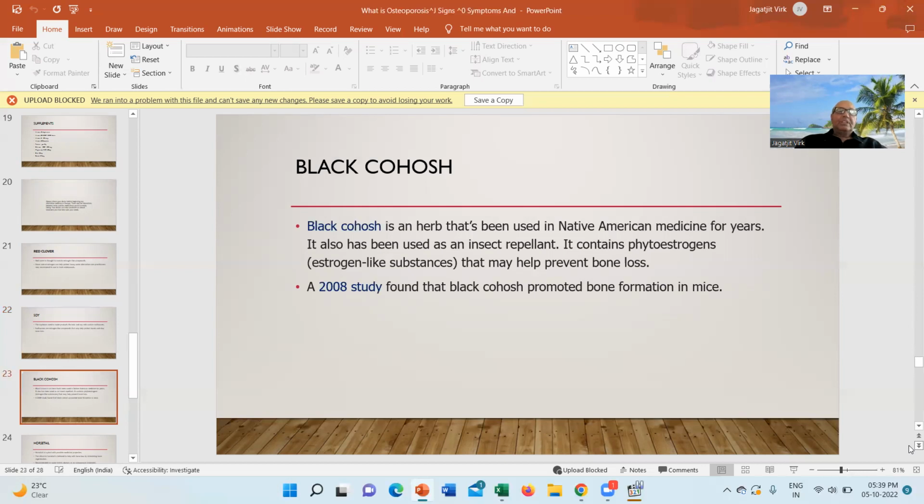Black Cohosh. Black Cohosh is an herb that's been used in Native American medicine for years. It also has been used as an insect repellent. It contains phytoestrogens, estrogen-like substances that may help prevent bone loss. A 2008 study found that black Cohosh promoted bone formation in mice.